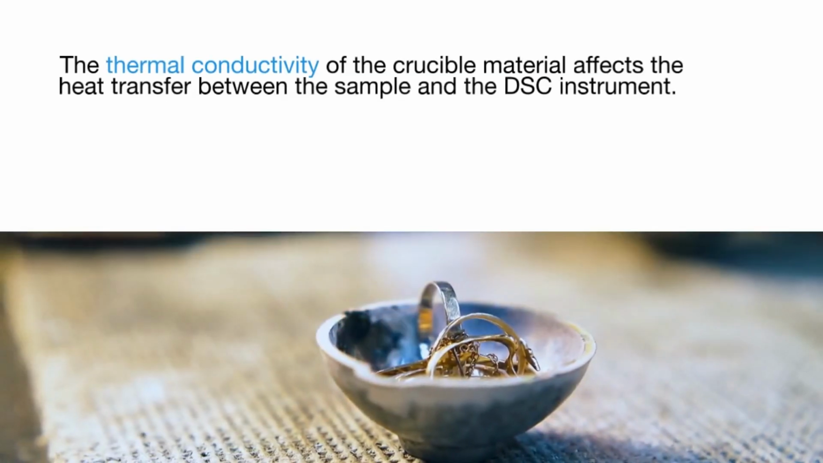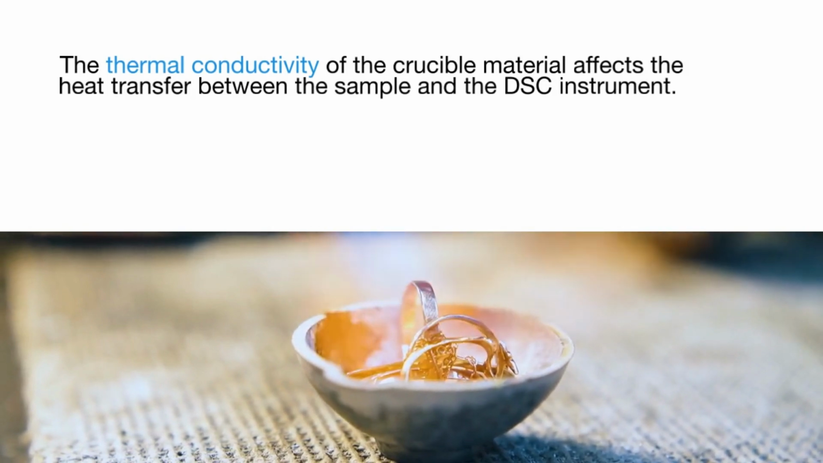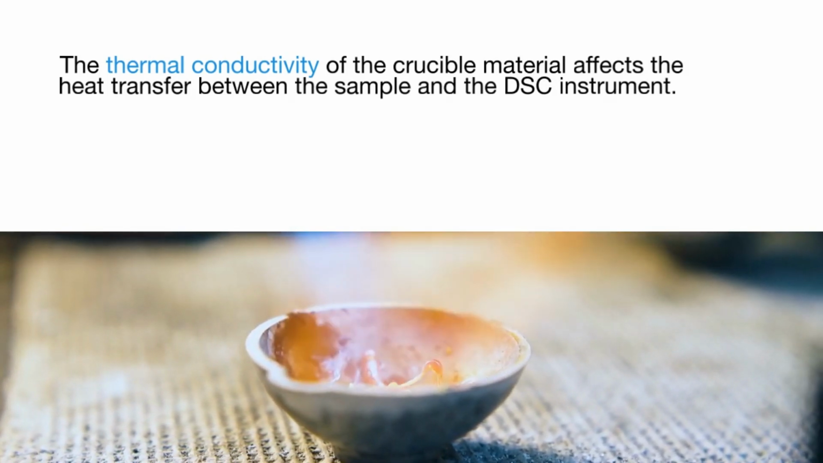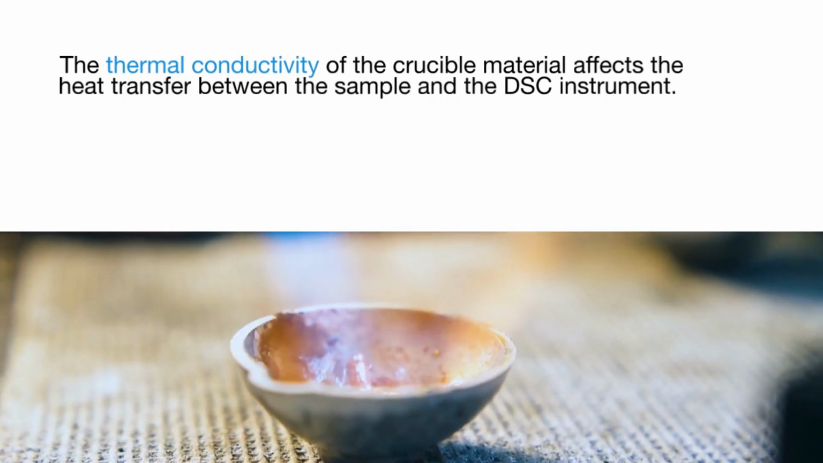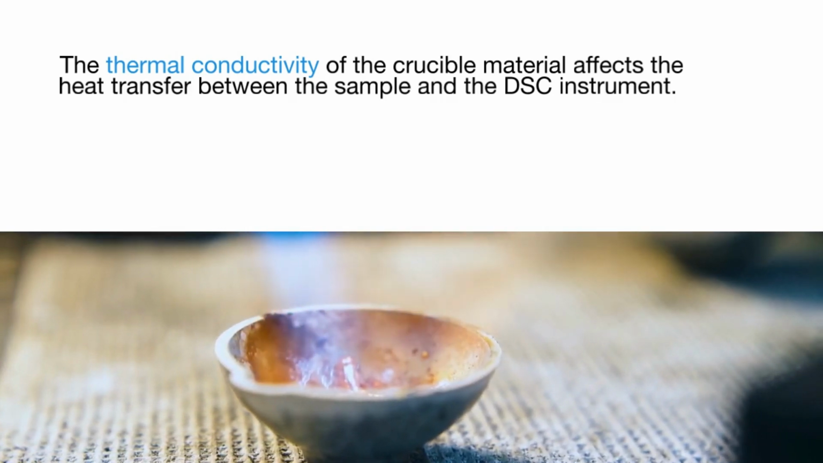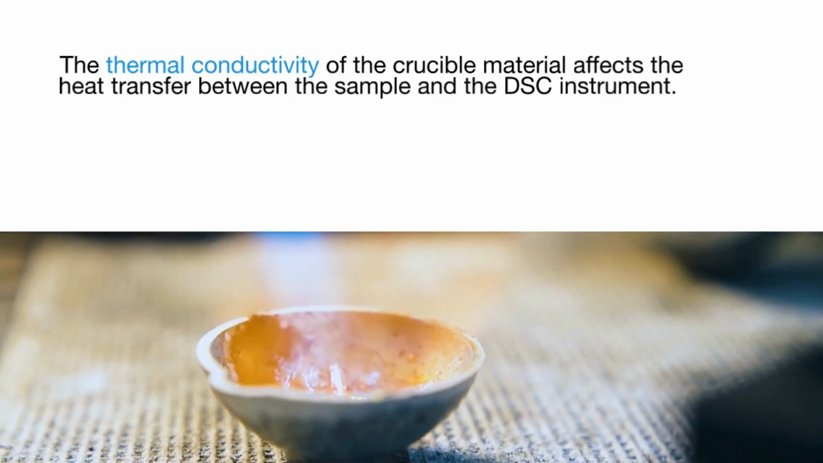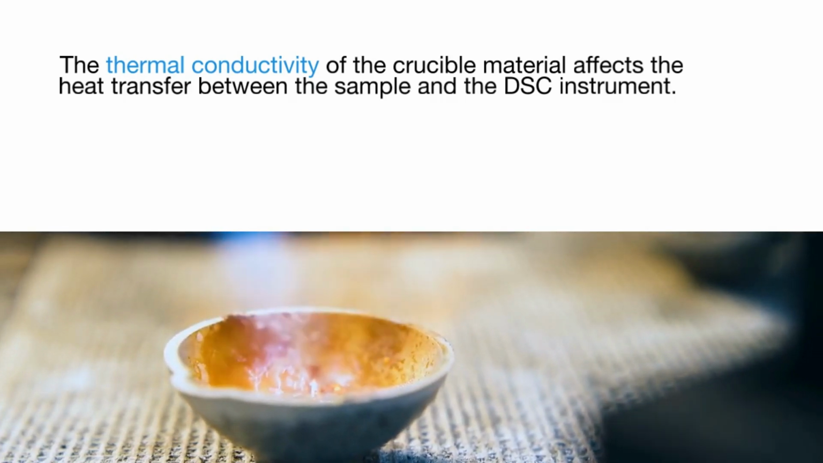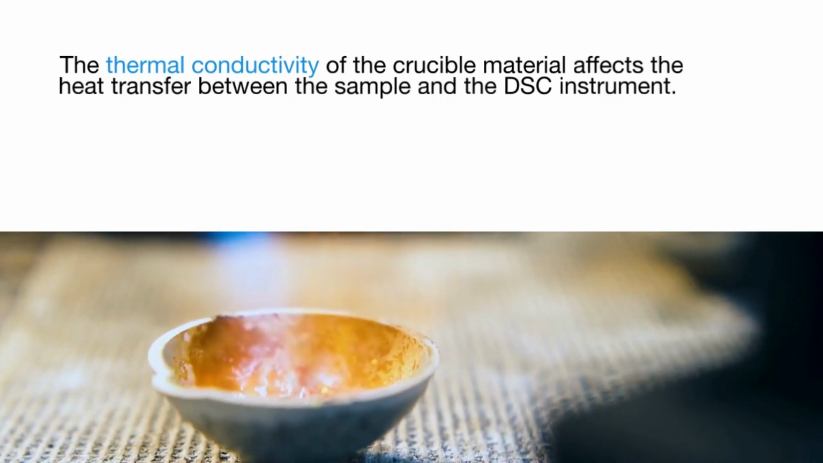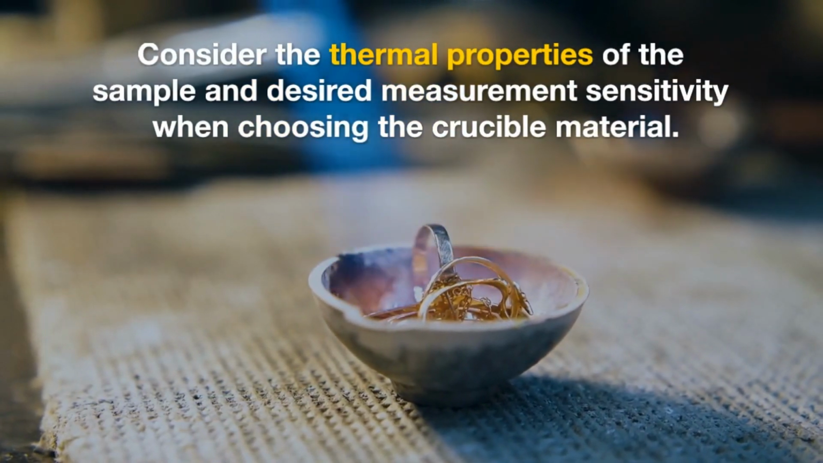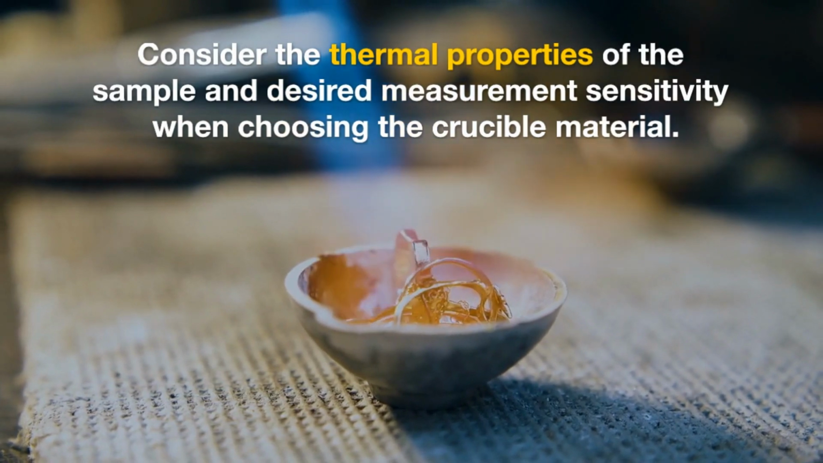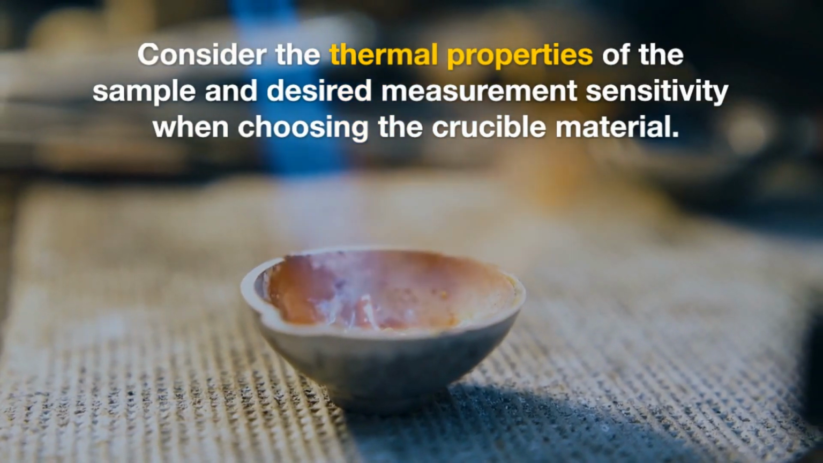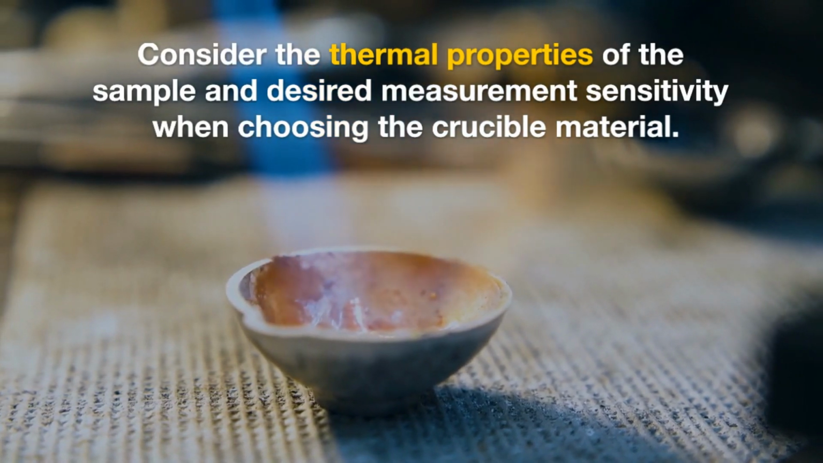The thermal conductivity of the crucible material affects the heat transfer between the sample and the DSC instrument. High thermal conductivity allows for efficient heat transfer, ensuring accurate temperature measurements. However, materials with low thermal conductivity can be advantageous when analyzing samples with low thermal diffusivity. Consider the thermal properties of the sample and the desired measurement sensitivity when choosing the crucible material.